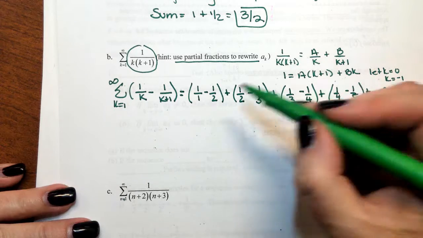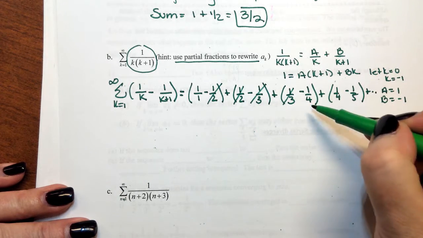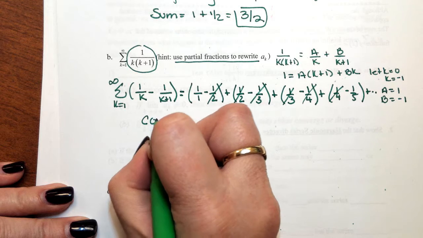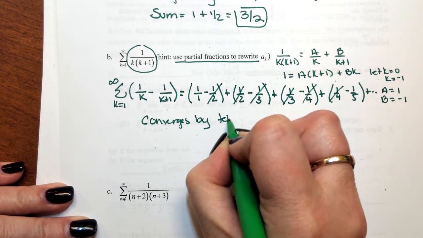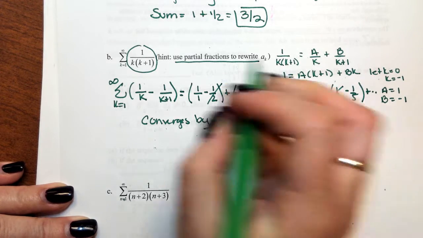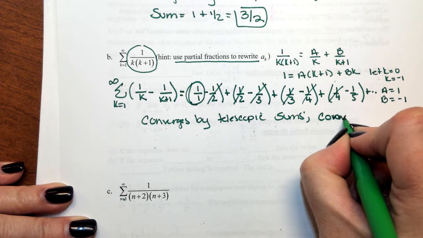So now let's see, here's a negative 1/2 and a positive 1/2, negative 1/3, positive 1/3, negative 1/4, positive 1/4, and so on. So it is going to converge by telescopic sums. And the only term that's remaining is the very first term, which is a 1. So it converges to 1.